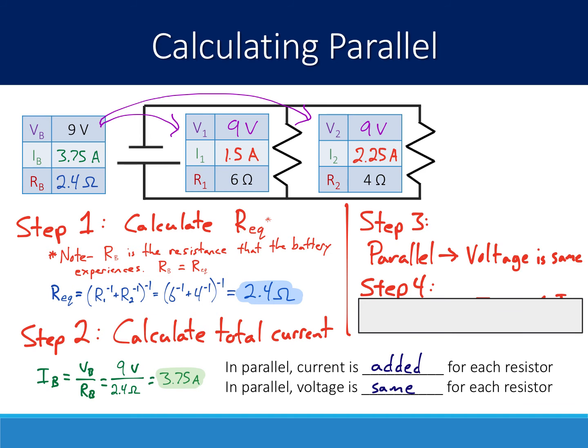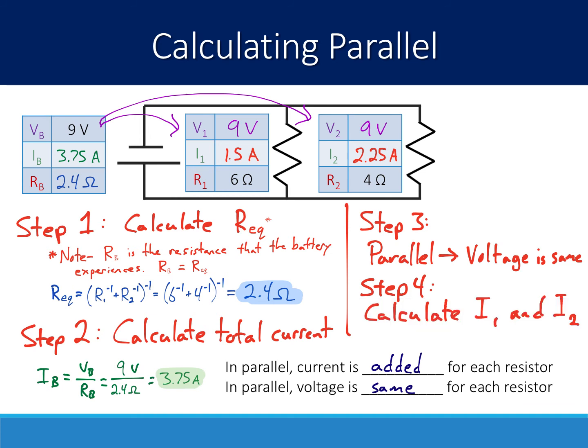So when I'm calculating the branch current, I can use the voltage of 9 volts because that will not change. It's 9 volts here, and 9 volts across this branch, and 9 volts across this branch. The resistances are often given for those branches. Now I can use Ohm's law and calculate the current across 1 and 2.